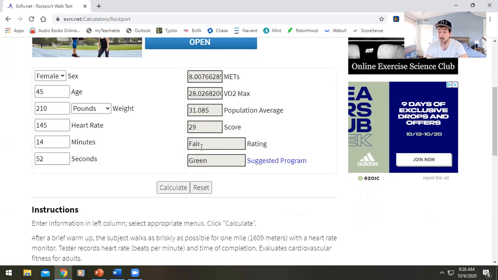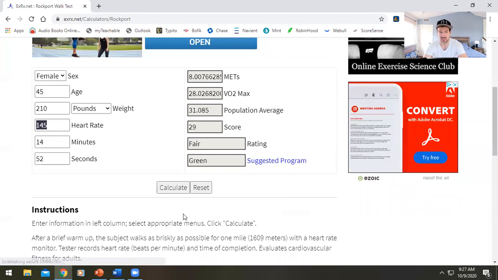So that's not too bad, right? That gives them a fair score. Their VO2 max was about 28, which is not terrible. It's just about average or maybe slightly below average. But let's say the recovery pulse wasn't 145. Let's say at the end of that exercise it was 155. We'll just raise it by 10. That's still actually fair. Okay, 165. If we give them a 165, let's say their heart rate's much higher, they're gasping for breath, that gives them a poor rating.